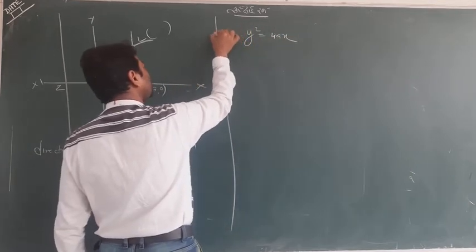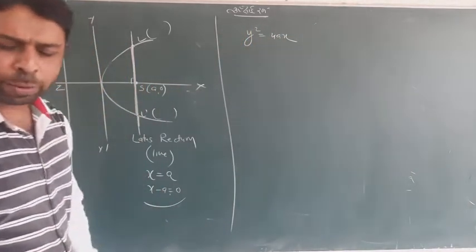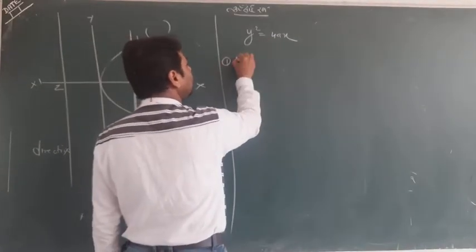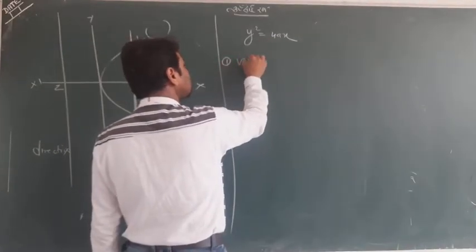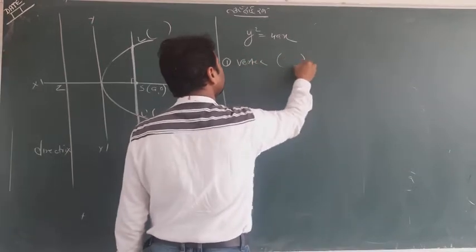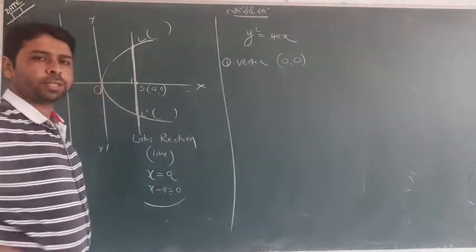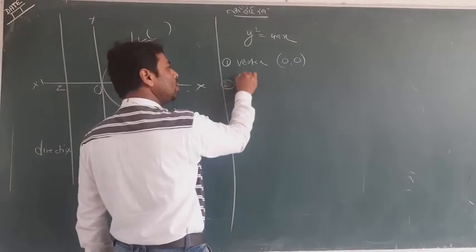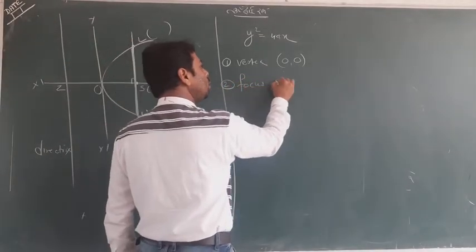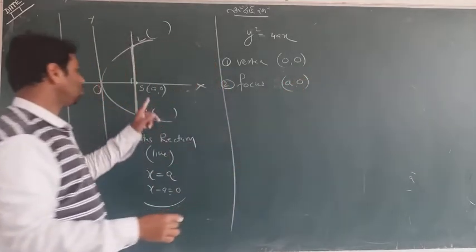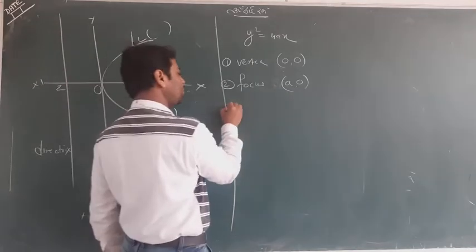This is the equation of parabola, and what have we obtained first? What is the vertex? The vertex is the origin point. You understand, it is the origin point. Now second, what is the focus? The focus we have seen, we need not write that. The focus we have seen is (a, 0).